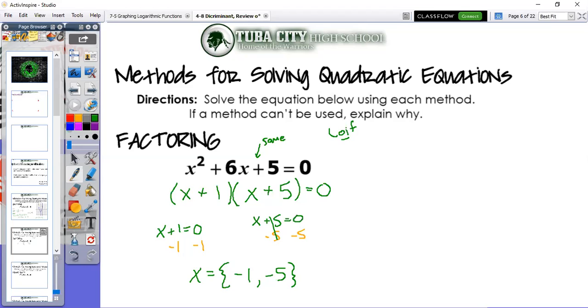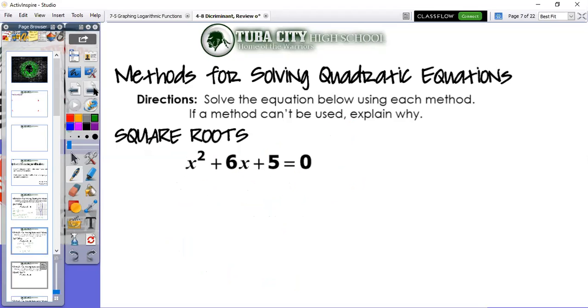And this is the same problem, same quadratic from the first example. In fact, we're going to be using this exact same one to cover all of the different methods that we have covered so far. All right, let's go on to the next one. And this will be the square root.